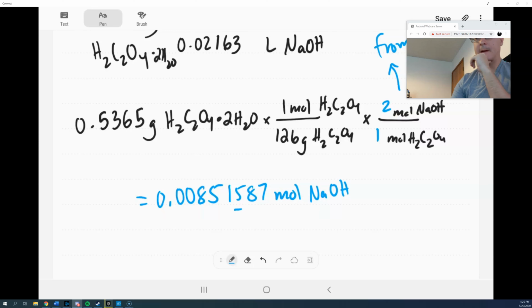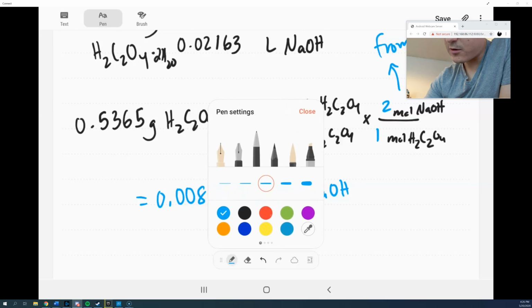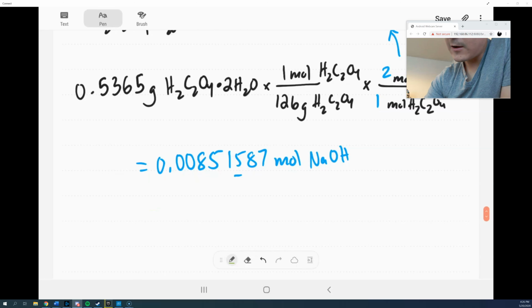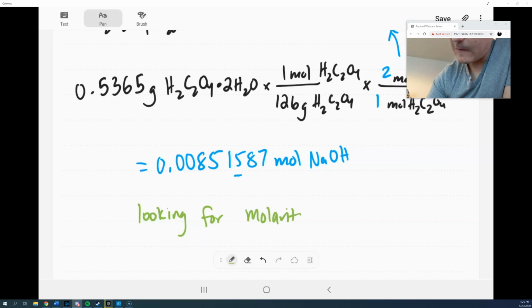So, if we remember, we are looking for molarity of sodium hydroxide. So, who has an idea of how we're going to use this number to get the molarity?